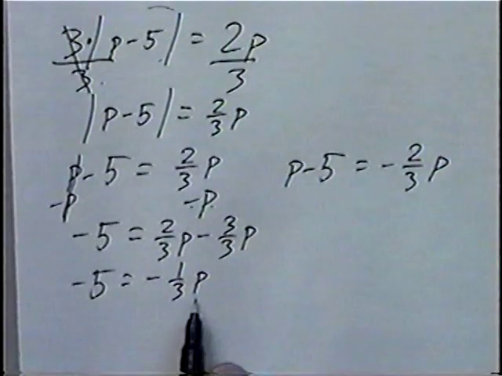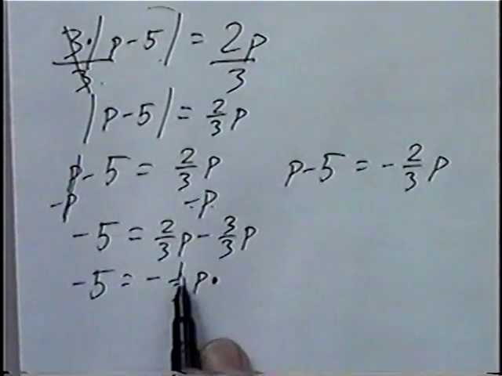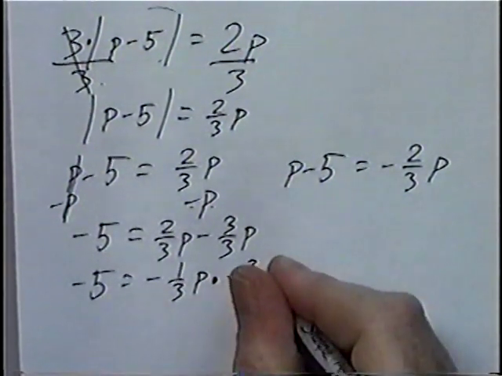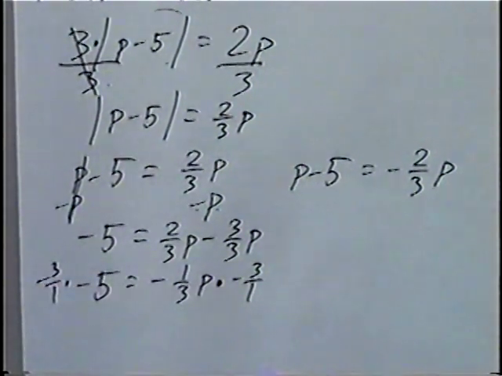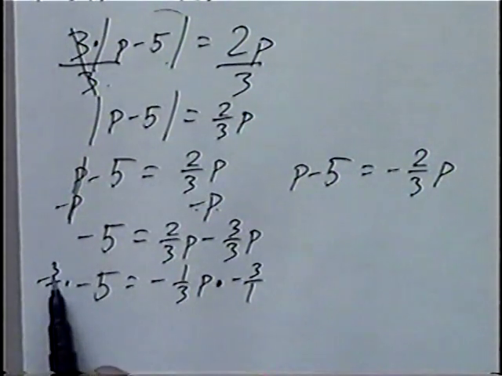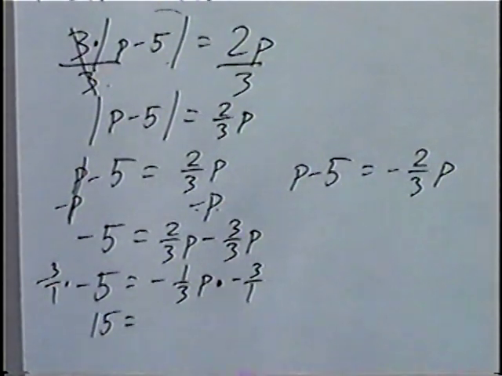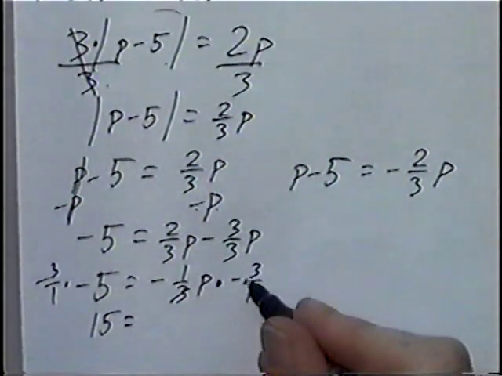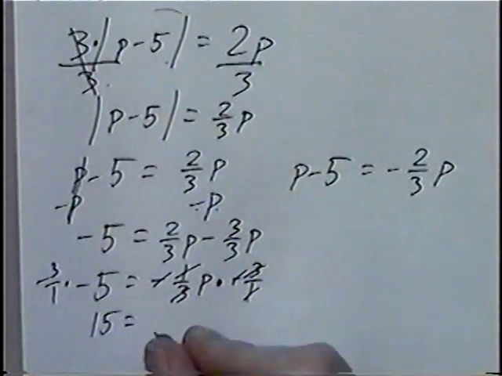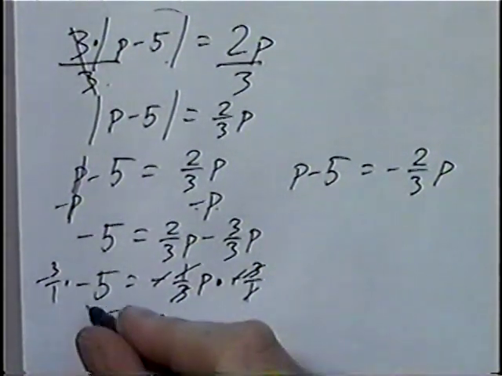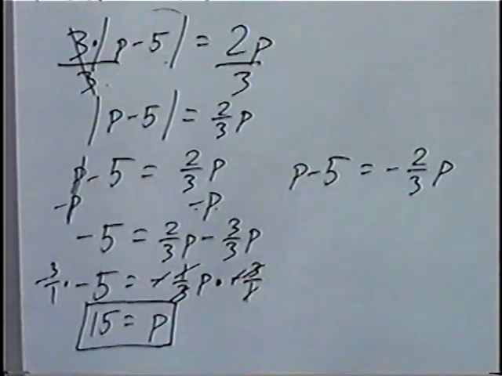To get rid of a fraction, negative 1/3 times p, we can multiply by the reciprocal. The reciprocal of negative 1/3 would be negative 3/1, which we multiply on both sides. Negative 3/1, or just negative 3, times negative 5 would be 15. On the right hand side, the 3's would cancel, the 1's would cancel, and the negative cancels. So the reciprocals cancel out, and we're just left with p. So again, one possible answer to the first equation is 15 equals p, or p equals 15.